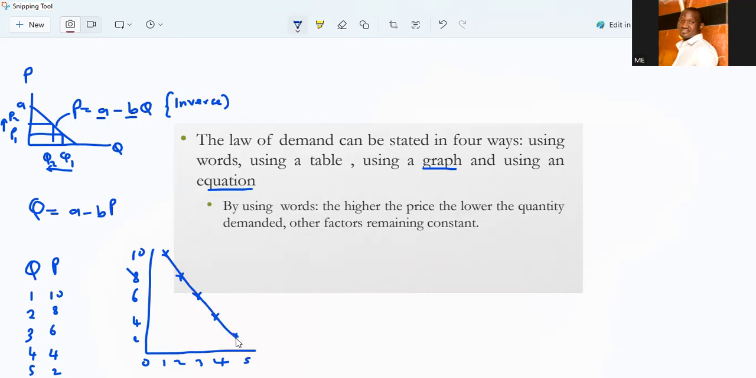So the question is, why is the demand equation always downsloping? Because of the inverse relationship that exists between our price and the quantity demanded. So there are several factors that affect the demand for a particular good or service. What are some of the factors that affect demand for a particular good or service?